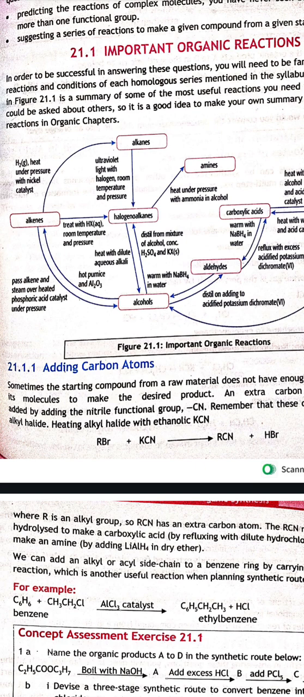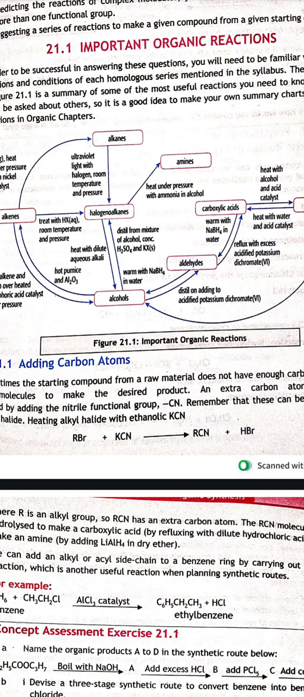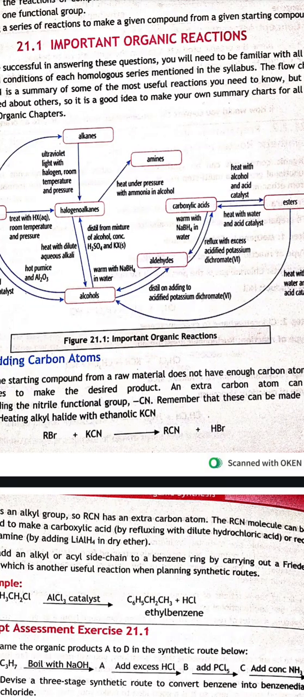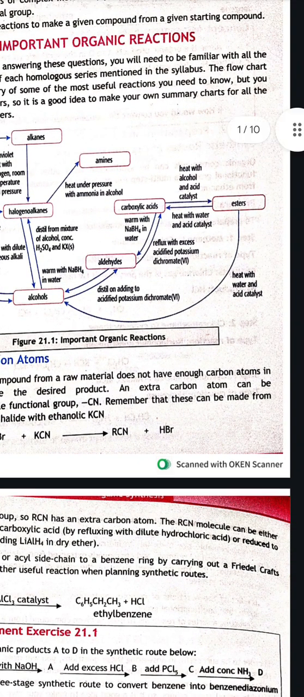For example, we have alkene. By passing alkene and steam over a phosphoric acid catalyst under pressure, we get alcohol. And by using some other conditions, we can also prepare halogenoalkanes from alkanes, from alkenes, and from alcohols as well, and vice versa. From the halogenoalkanes we can also prepare alcohols. We can also prepare amines from halogenoalkanes. So this is how these reactions work.